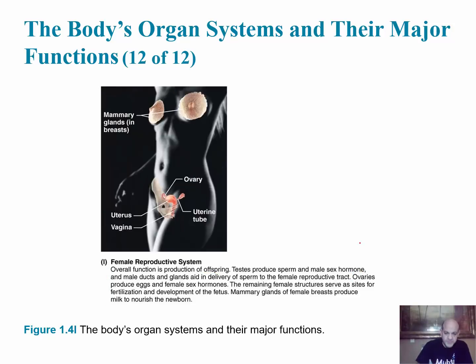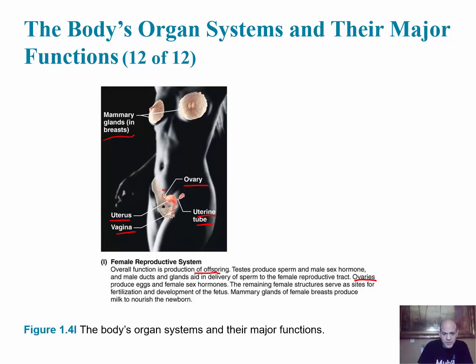So we'll move to the next one. Again, the same function is about production of offspring here. I'm going to skip down to the ovaries. The ovaries are the major organ where the eggs and female hormones are produced. Other structures include the uterine tubes, the uterus, and the birth canal or vagina. And then you also have mammary glands as well.